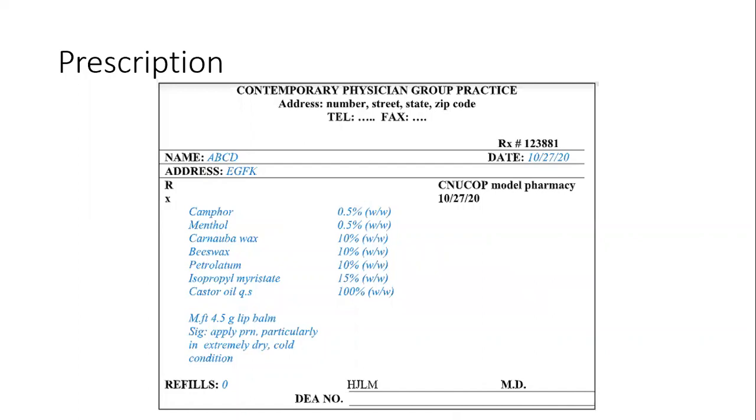Here we can see that we will be compounding a medicated lip balm and that we need to dispense 4.5 grams to our patient. At the front, we can see the set of instructions saying we need to MFT, or mix and make. The SIG or directions state that we are to consult the patient to apply PRN or as needed, particularly in extremely dry, cold condition.